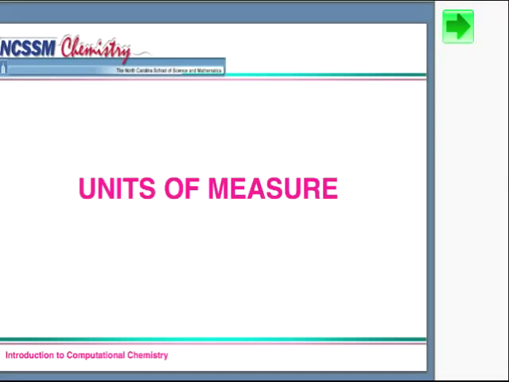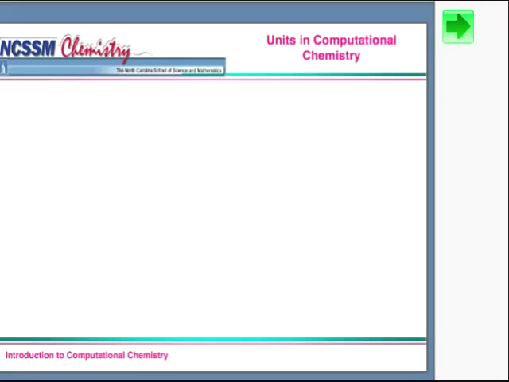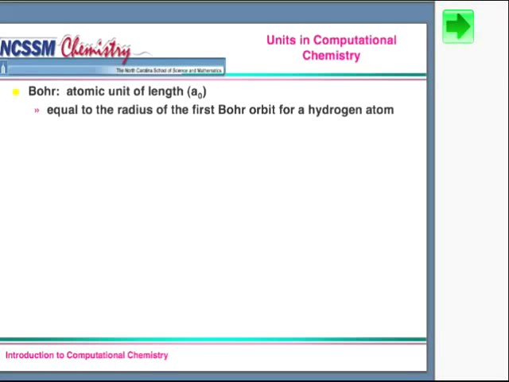I want to talk very briefly about units of measure, some of the units in computational chemistry. Some of these are new. We have a unit in computational chemistry called the Bohr, and it is an atomic unit of length. I'll leave out A sub O until we do the lab. The definition is that it's equal to the radius of the first Bohr orbit for a hydrogen atom, and we'll talk about that during this week's lab.